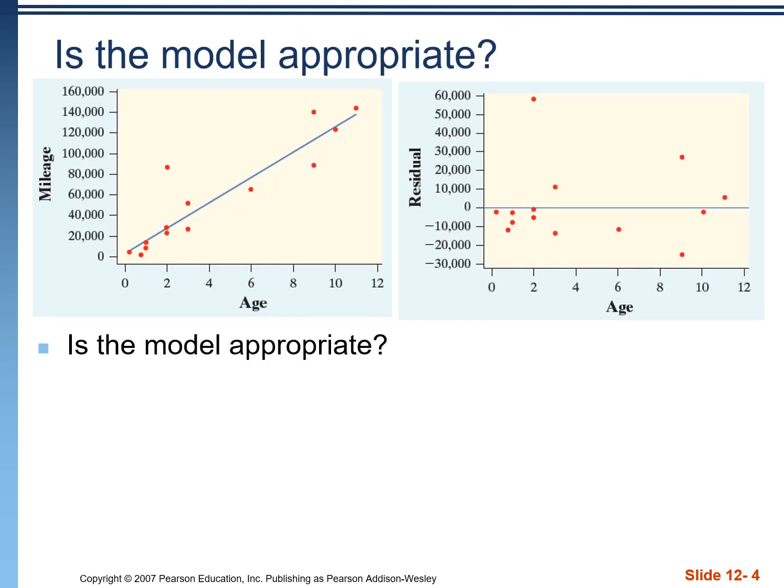The other question that you might be asked is whether the model is appropriate. For this, we're primarily looking at the residual plot. So I have our scatter plot and a residual plot here. If you've forgotten what a residual plot is, it's just showing all the vertical distances from each of these points to the line of best fit.